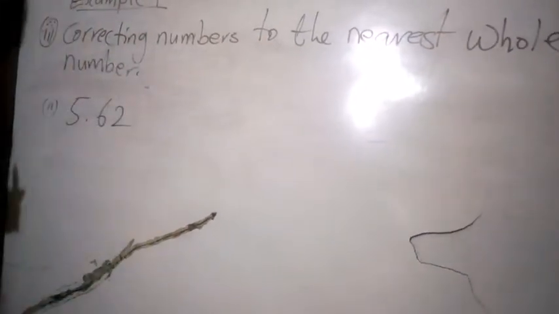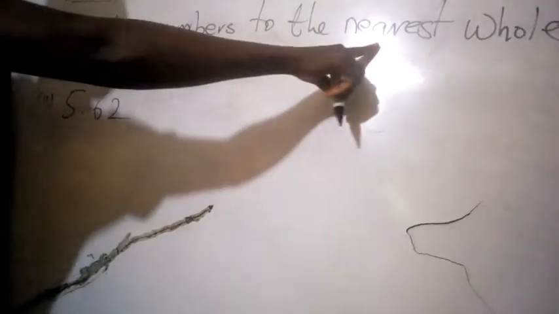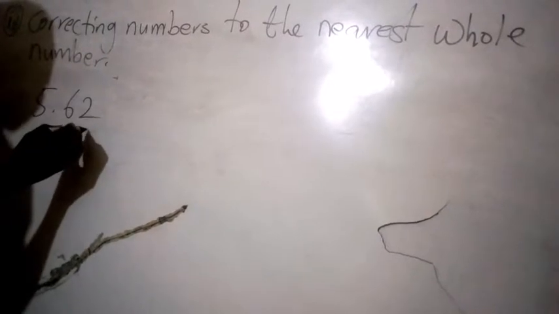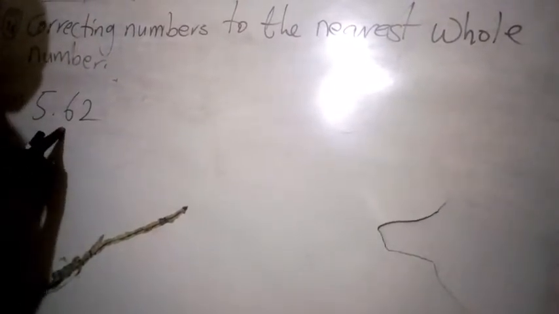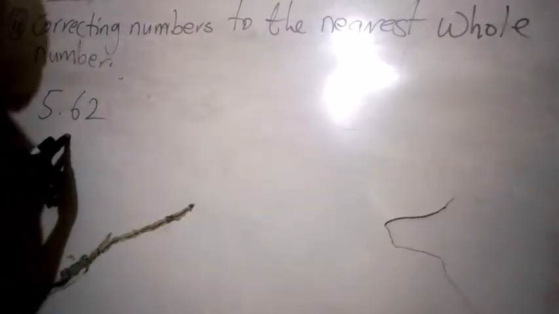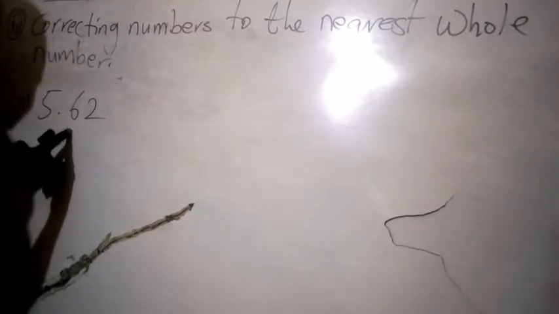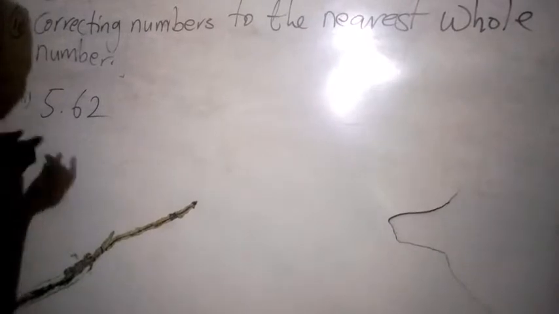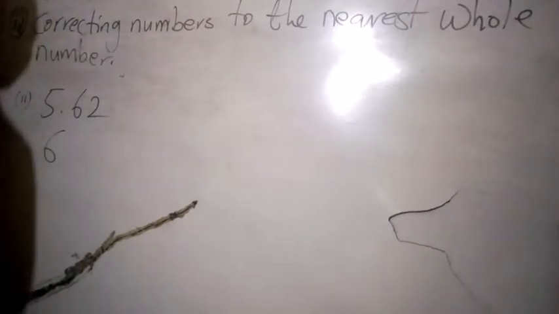5.62. Still on correcting to the nearest whole number. This of course is 0. 0 plus this will give me what? 6. And 6 here will be termed 1. So 1 plus this will give me 6.